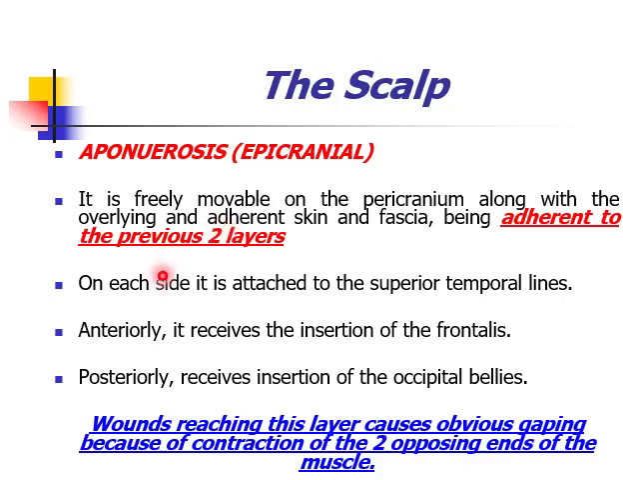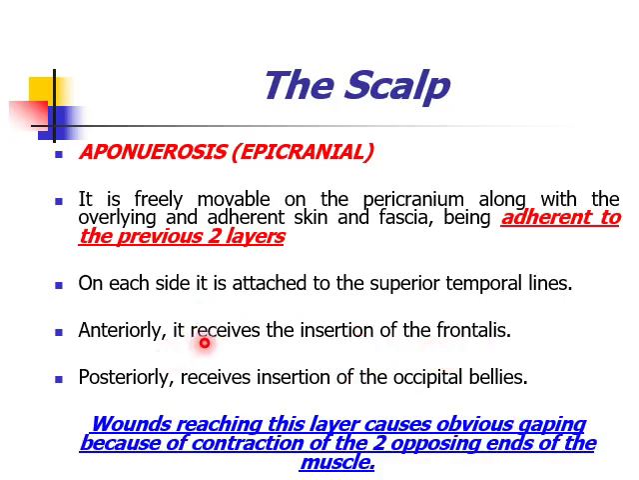On each side, this aponeurotic layer is attached to the superior temporal line. We mentioned the superior temporal line as part of the norma lateralis. It's just beneath the lateral aspect of the scalp on its way to the zygomatic arch. The aponeurotic layer extends anteriorly, receiving the insertion of a muscle called occipitofrontalis. This occipitofrontalis muscle has frontal bellies, there are 2 bellies, and occipital bellies.